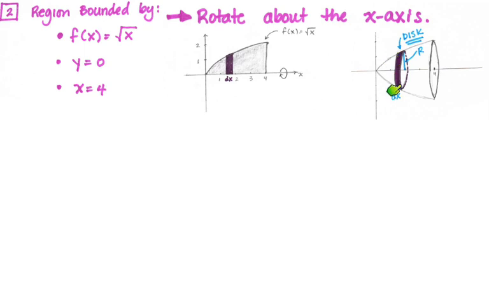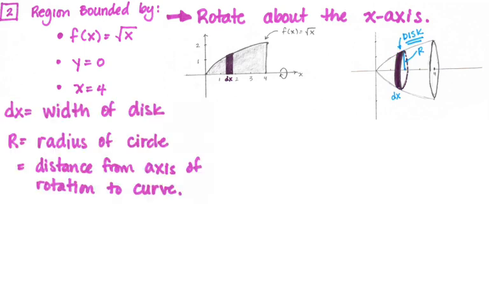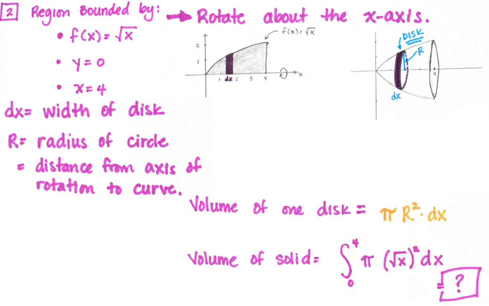It's perpendicular to the x-axis, so that's going to be dx for finding our volume. And we have circles, and the radius of the circle, this r right here, is from the x-axis to that function. So how do we find that volume? Well, it's pi r squared for the circle, and so it's just like we did before.